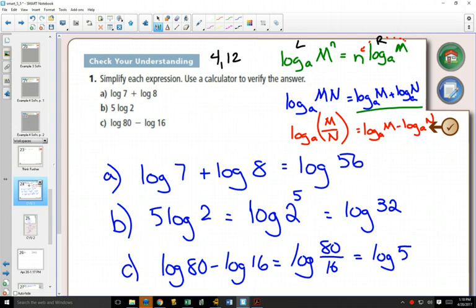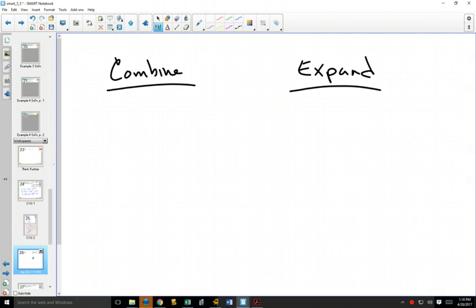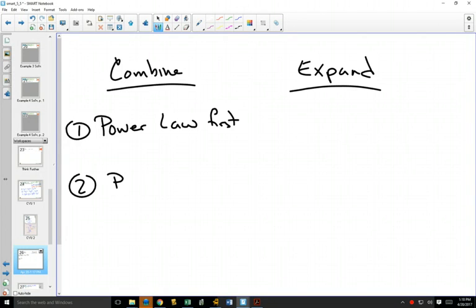The green one, right? If there was a number in front, we weren't allowed to use the blue or the red formula, because the blue and the red formula don't have any numbers in front. So when we were combining them, we always used the power law first, and then second we did the product or the quotient laws. Does it make sense that when we expand, we have to undo what we did when we combined?